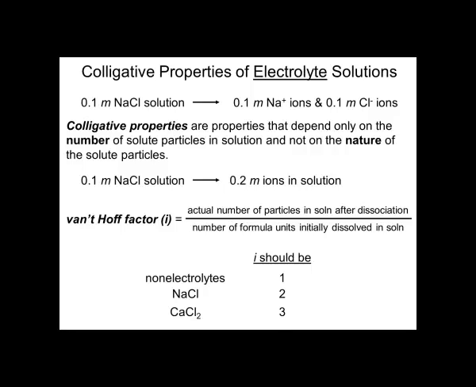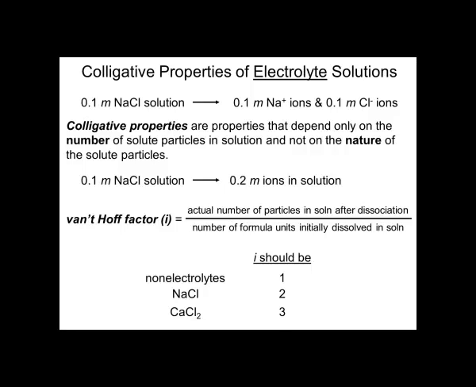For example, if we have a 0.1 molal sodium chloride solution, that will dissociate into 0.1 molal sodium ions plus 0.1 molal chloride ions. That is 0.2 molal of ions in solution.